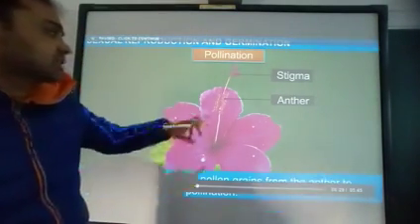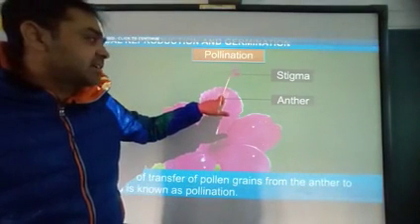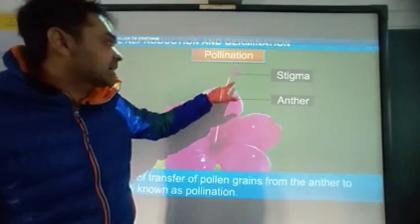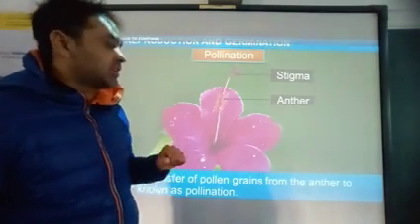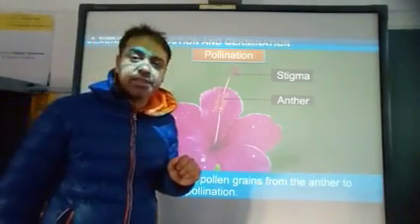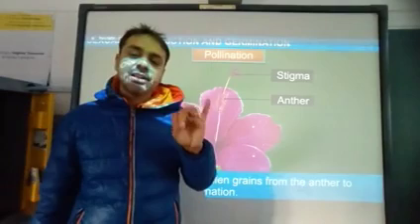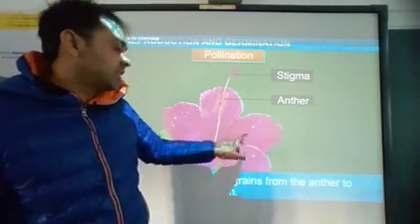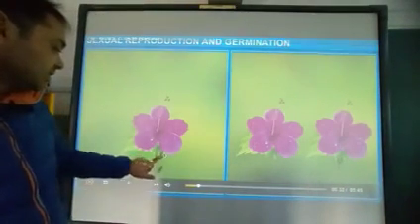So it is the pollination. Here is the stigma and it is the anther. The anther contains the pollen grains. So the pollen grains have to be transferred from this anther to the stigma. And this process is called pollination. And there are two types of pollination. Okay. First is called self-pollination and second is called cross-pollination. We will discuss it later, but first of all we can see what pollination is.